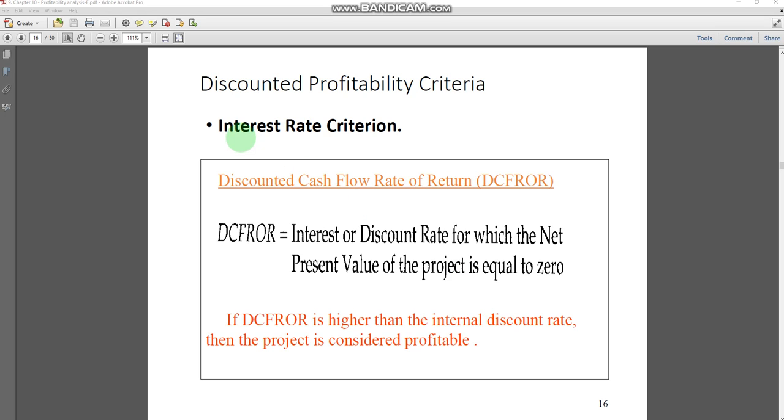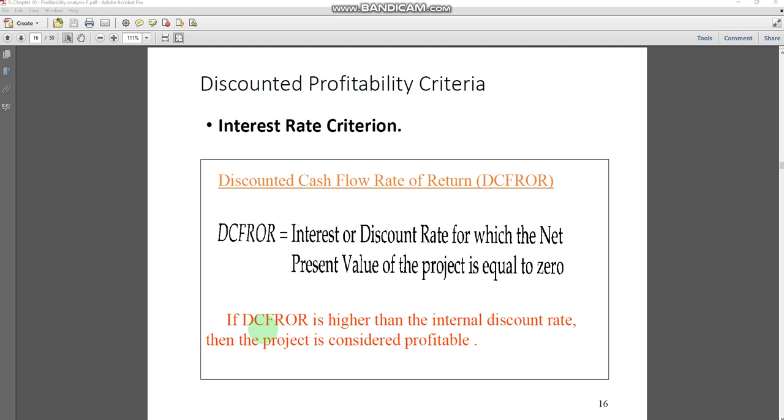Now let us see what the interest rate criterion is. In the interest rate criterion, we will try to find the discounted cash flow rate of return, that is, the percentage or interest rate. The interest or discount rate for which the net present value of the project is equal to 0 we call the discounted cash flow rate of return. So whenever we want to calculate it, we set the net present value of the project equal to 0, and then calculate the value of the interest rate or discount rate.